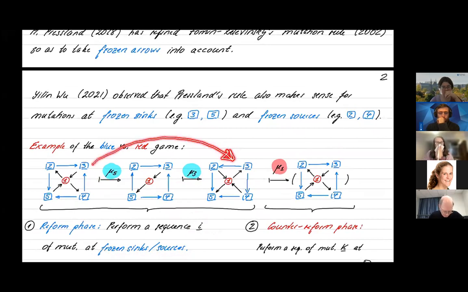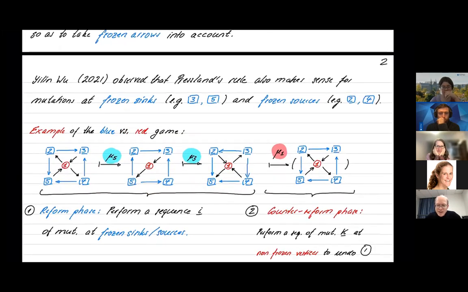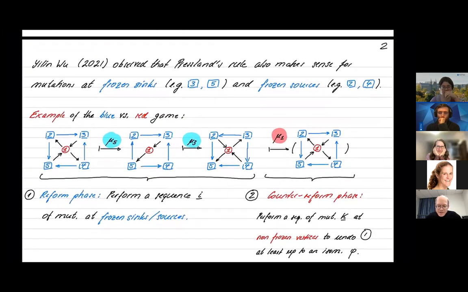As you can see in this example, the new quiver is just the opposite quiver of the original one, but in general, it will be more complicated. So this is the first phase of the game, the reform phase. And then we have the counter-reform phase, where we use mutations at non-frozen vertices, red vertices, to undo the effect of the reform phase. So, well, this doesn't always work, but we try our best, and sometimes it does work.